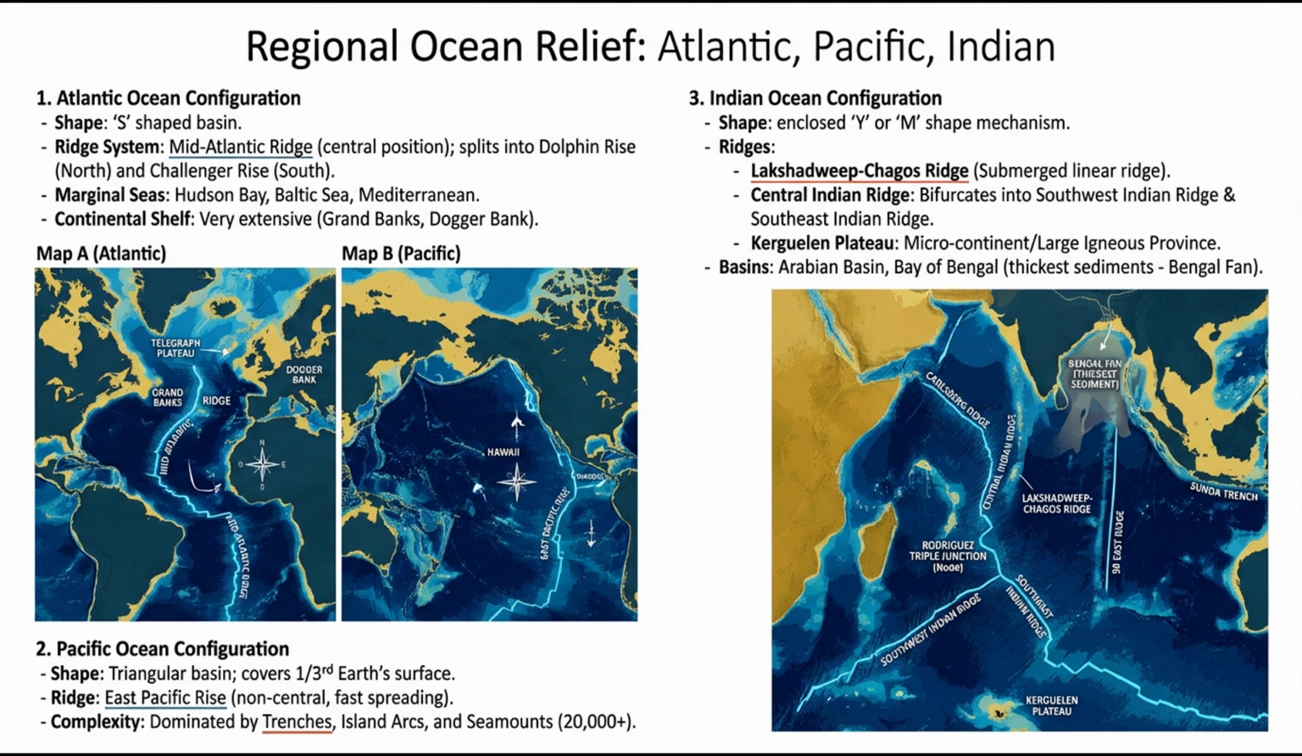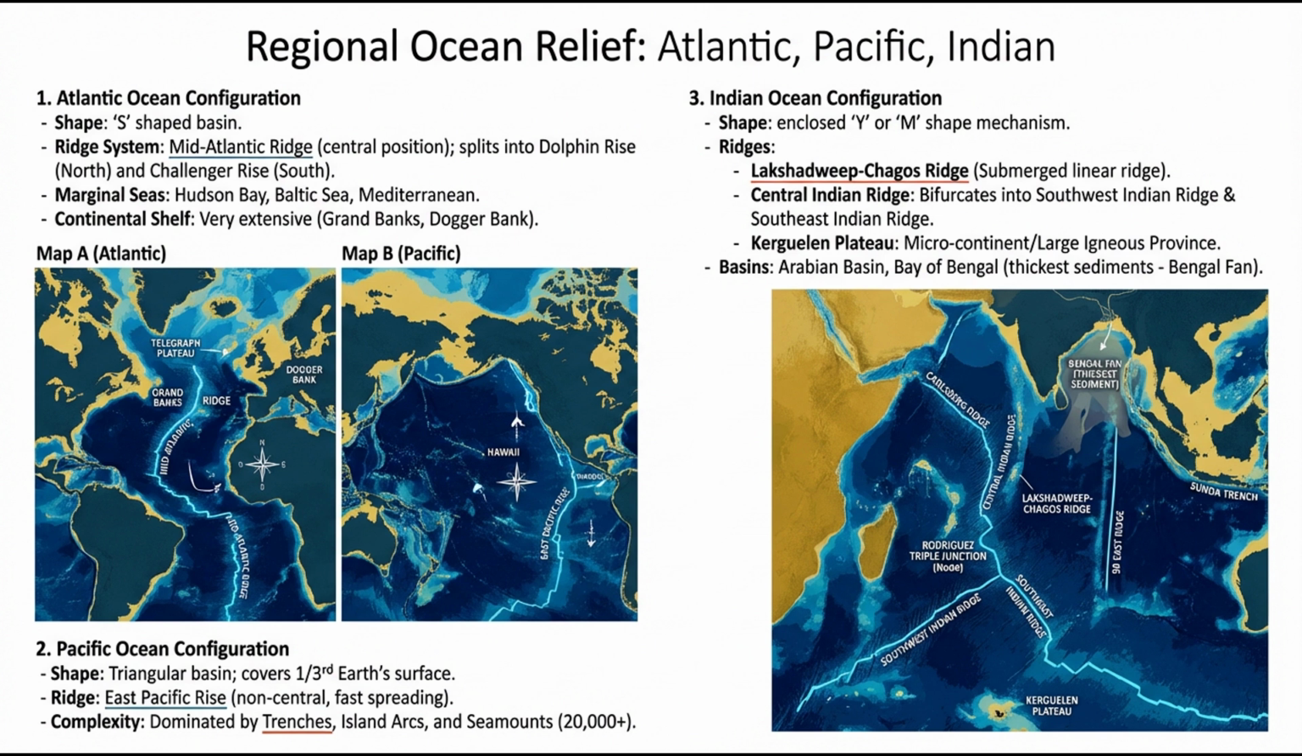Because it has passive margins, the continental shelves are very extensive. Look at the Grand Banks or Dogger Bank. These are broad, shallow platforms perfect for fisheries. The Atlantic connects the Arctic to the Antarctic, making it the only ocean to stretch fully north-south.